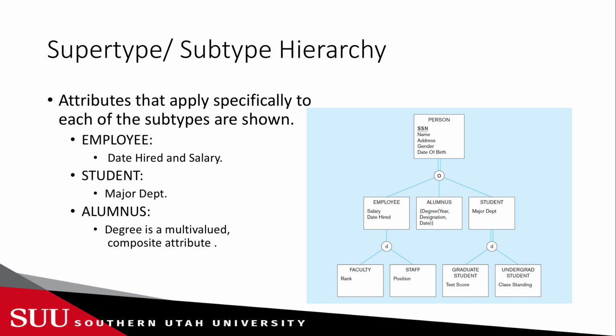For alumnus, we care about the degree, which is a multi-valued composite attribute. So the alumnus can have multiple degrees, and for each degree it is a composite attribute, so we'll have the year and the date and the designation and so on.